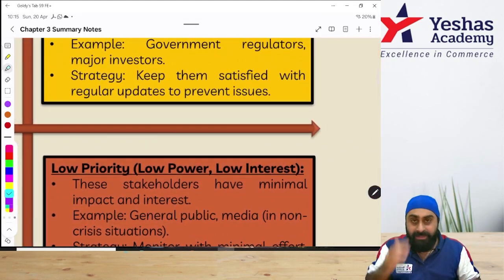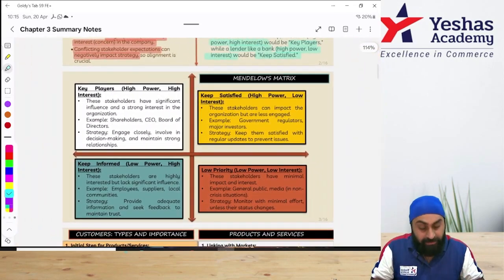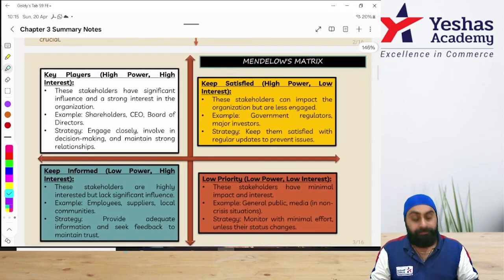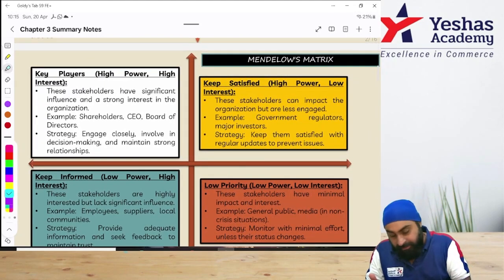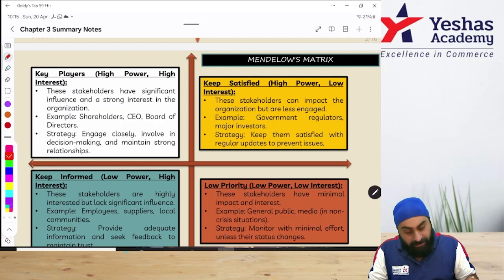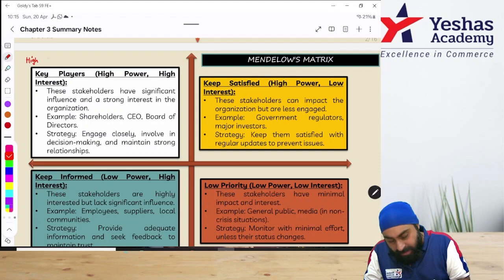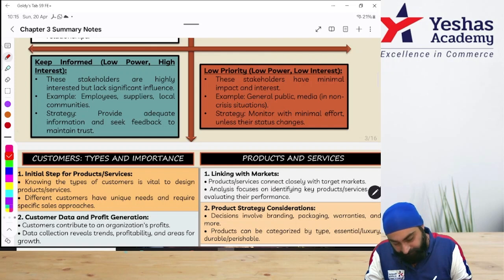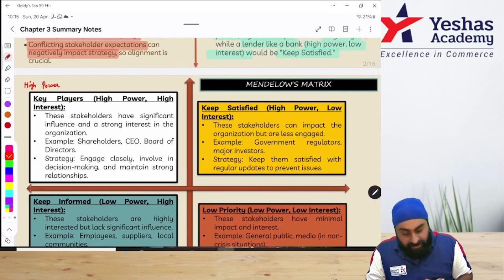Now, let me just tell you this entire diagram. Let me just scroll it down a little to show you what is happening. Okay. So this part, let me just write it. The upper side is called high power and the lower side is called low power. So this entire thing, upper side is high power, lower side is low power.